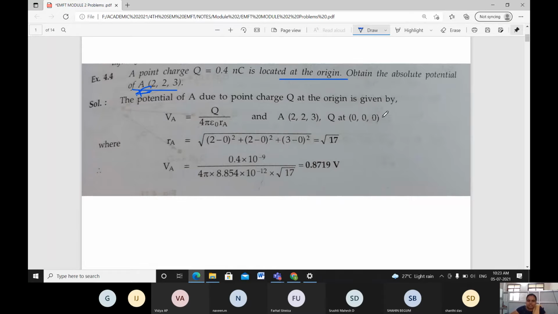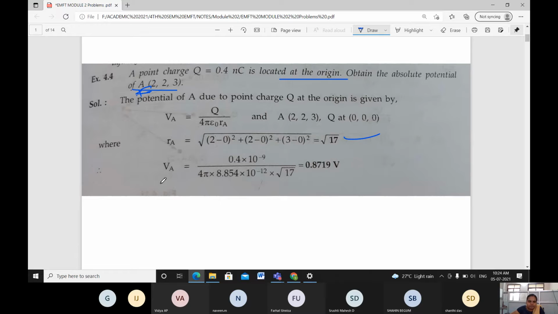What is RA in the previous cases? How to find the distance, we already know from the first class. RA is equal to the square root of (x1 minus x2) whole square plus (y1 minus y2) whole square plus (z1 minus z2) whole square. Therefore 2 minus 0 whole square plus 2 minus 0 whole square plus 3 minus 0 whole square is going to be the square root of 17.